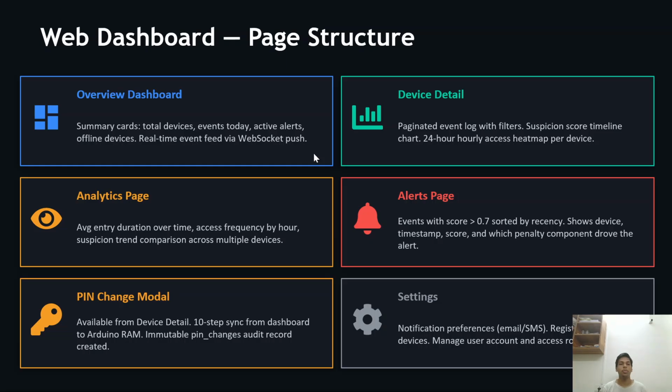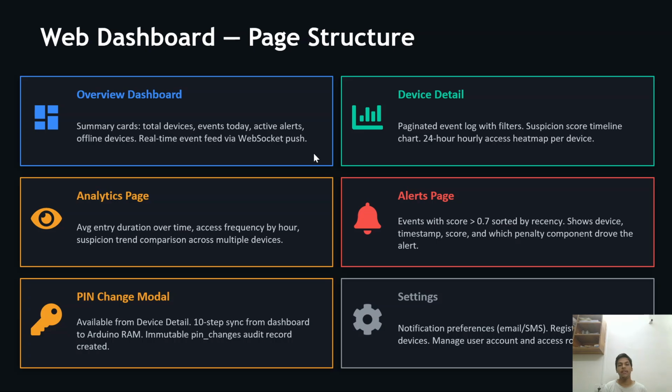Coming on to the dashboard pages. The web dashboard is the user-facing interface for everything in the cloud layer. Let me walk through its 6 pages. The overview dashboard is the landing page after login. It shows summary cards: total devices registered, events today, high alerts, and offline devices. Below that is the real-time event feed.